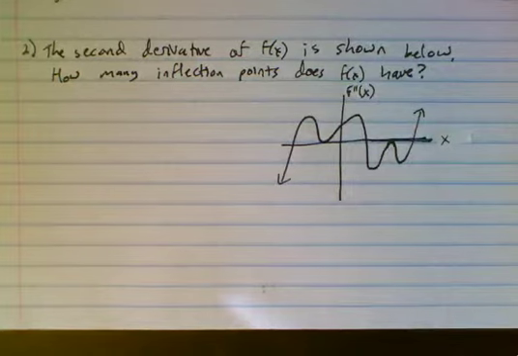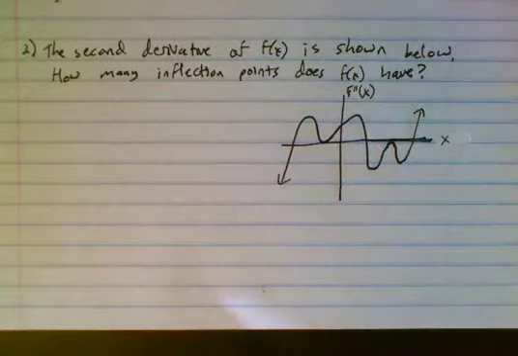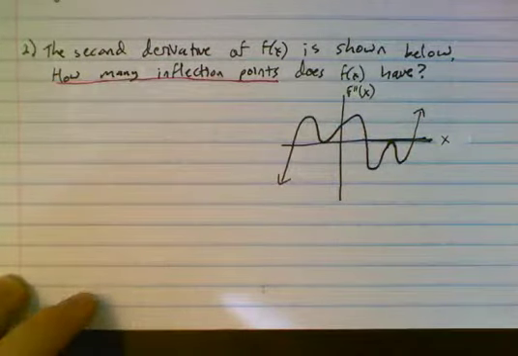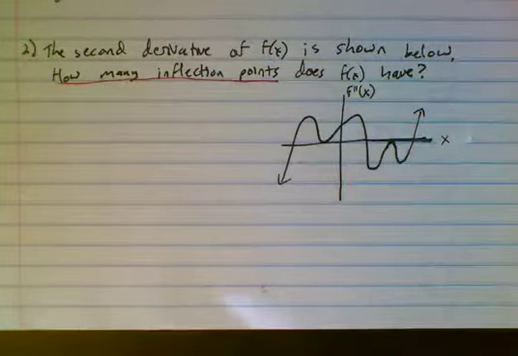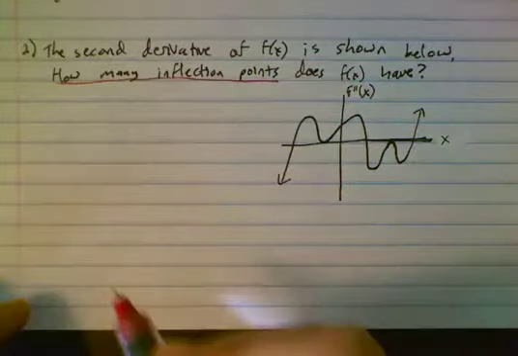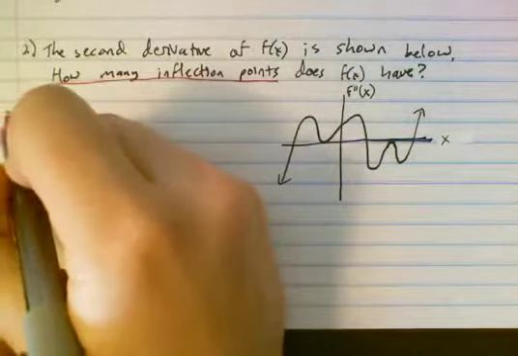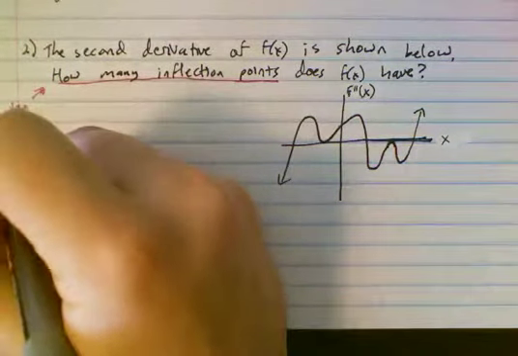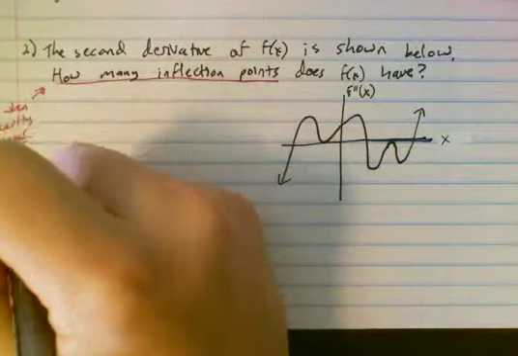But this is all the information we have. There are no numbers. Notice, however, what we're being asked. We're asked how many inflection points. So we're not asked for the specific values of it, just to count the number that there are. So we still have enough information to do this. Be careful though, inflection points occur only when concavity changes for f of x.